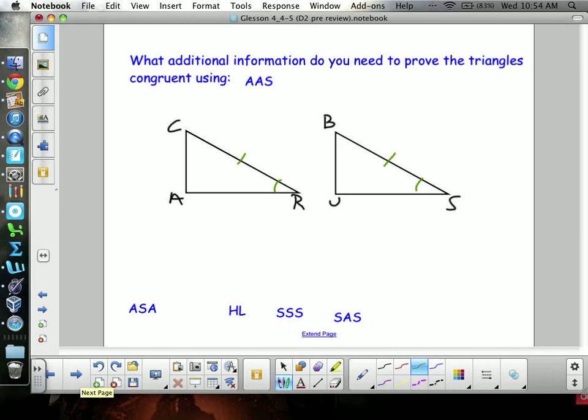Yeah. The angle is congruent to angle U? Yeah. If I knew that, that's my answer. That is my answer. That's the additional information I would need.